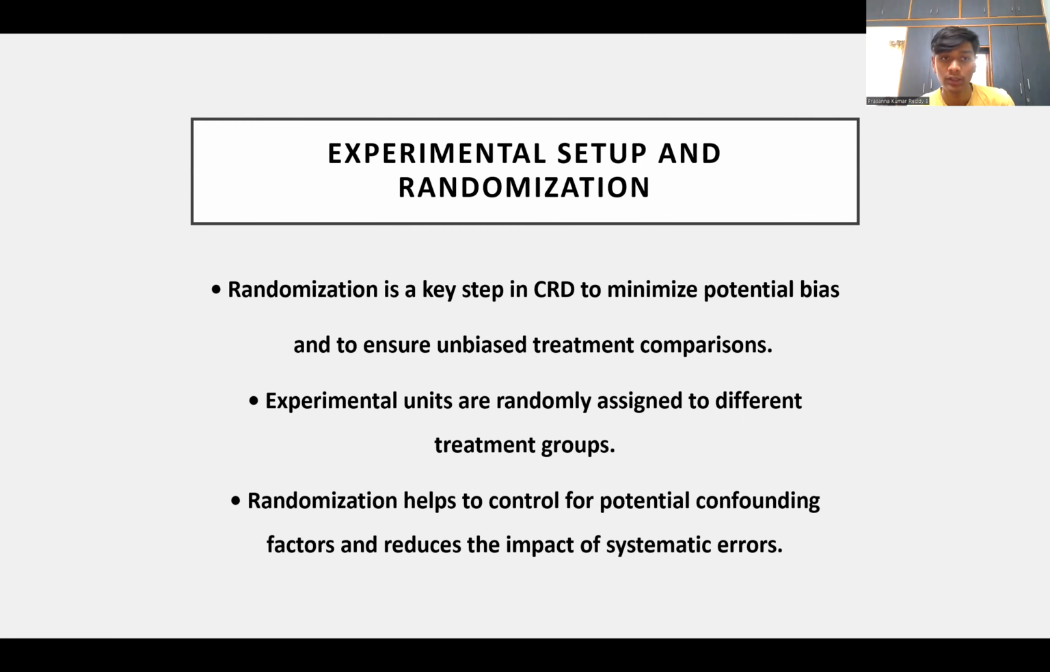Experimental setup and randomization. Randomization is the key to CRD to minimize potential bias and to ensure unbiased treatment comparisons. Experimental units are randomly assigned to different treatment groups. Randomization helps to control potential confounding factors and reduce the impact of systematic errors.